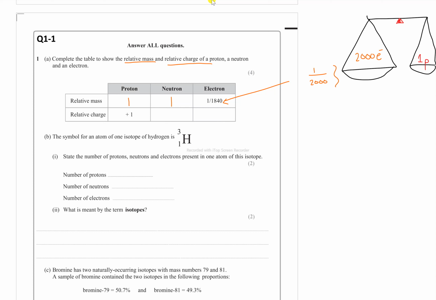they would balance out. So right, the relative charge, protons are pluses, electrons are negative, and neutrons have no charge. Let's put no charge here. We can just put 0. Right.